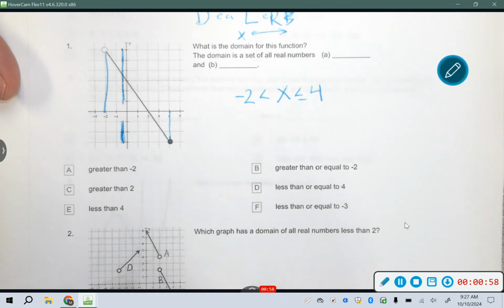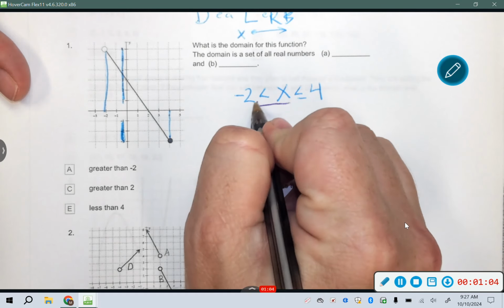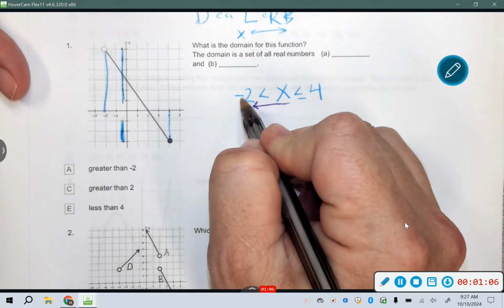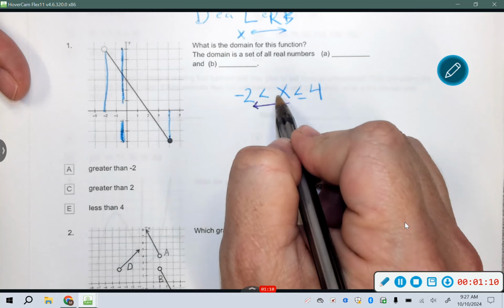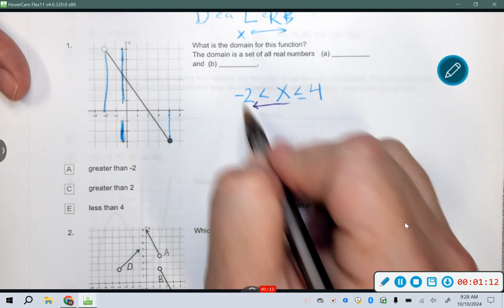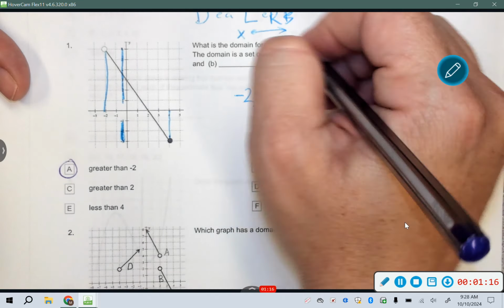Okay, so knowing that, this one is worded a little different than what we're used to. So what we're going to do is read it from letter to number. So x and -2, this is a less than sign, but think of the alligator mouth, it's eating the x, so x is bigger than -2, x is greater than -2. So which one says greater than -2? That is A.